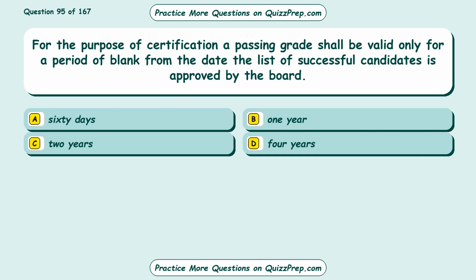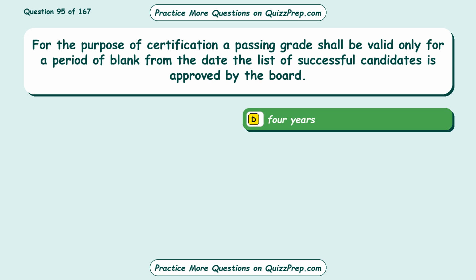Question 95. For the purpose of certification, a passing grade shall be valid only for a period of blank from the date the list of successful candidates is approved by the board. Option A, 60 days. Option B, 1 year. Option C, 2 years. Option D, 4 years. The correct answer is option D, 4 years.